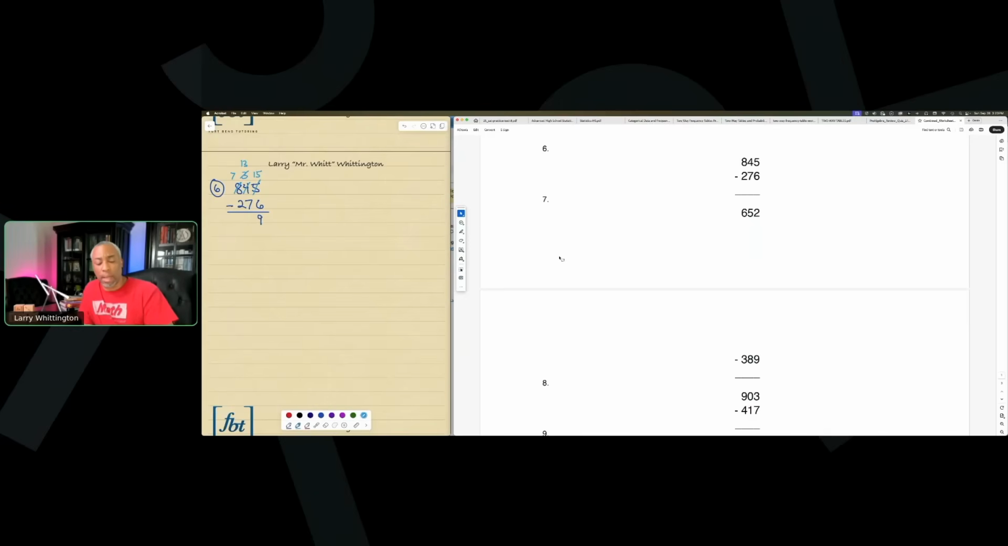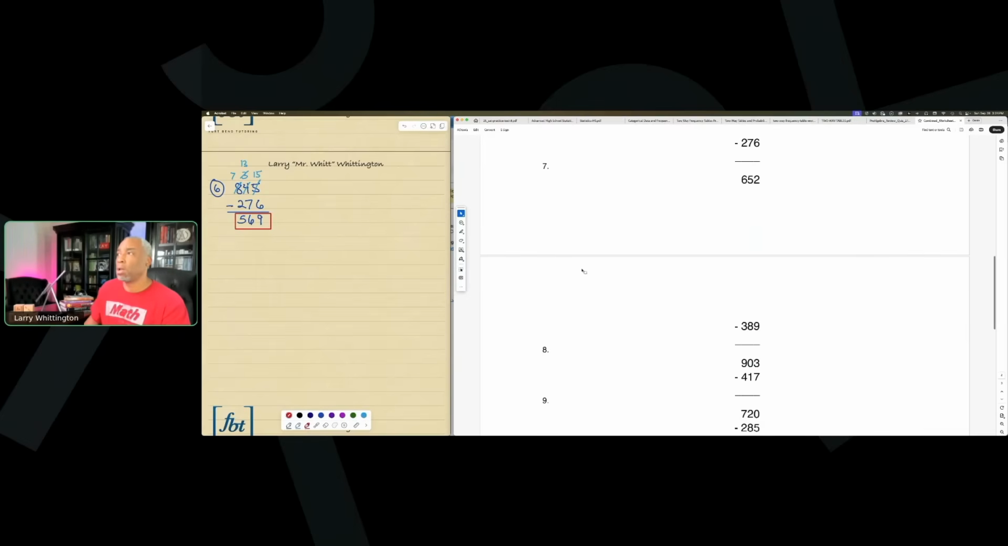All right. So I borrowed 1 from the hundreds place, adding 10 to the tens place. So 10 plus 3 is 13. Taking 7 from 13, guys, is going to leave us with 6 as a result. And 7 minus 2 is 5. We end up with an answer of 569. 569 is the result for problem number 6.